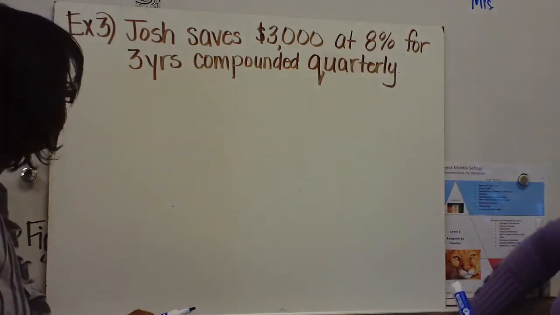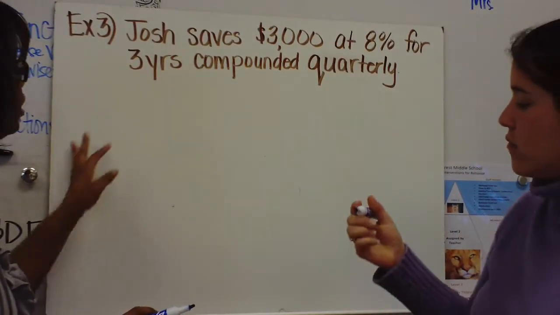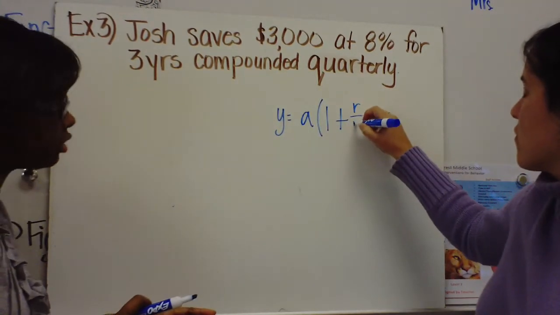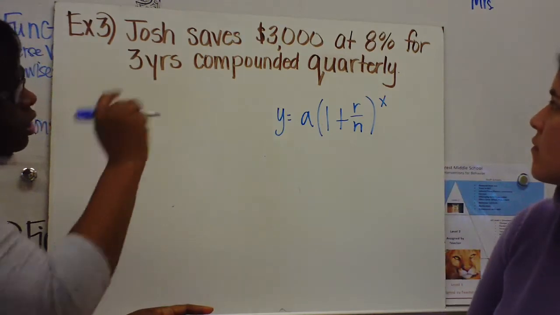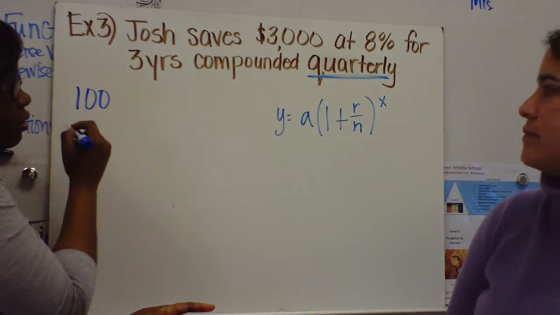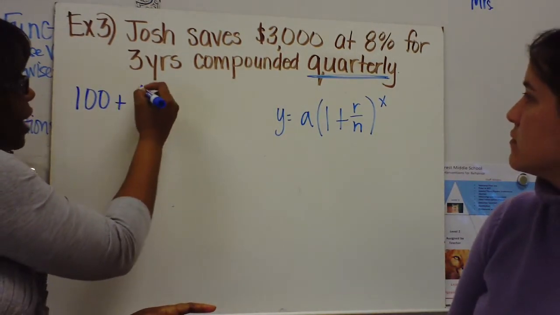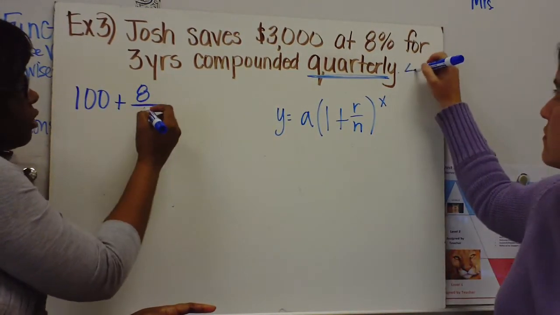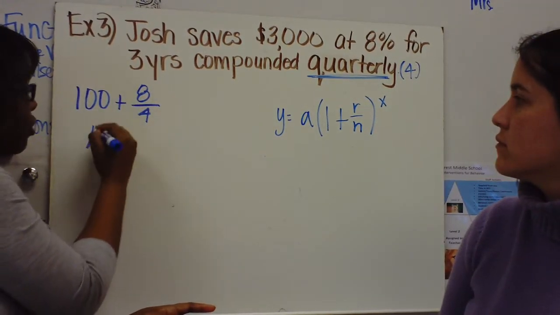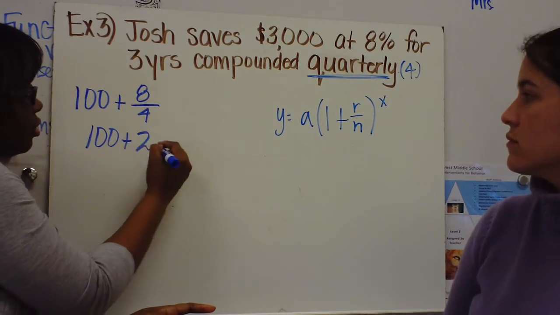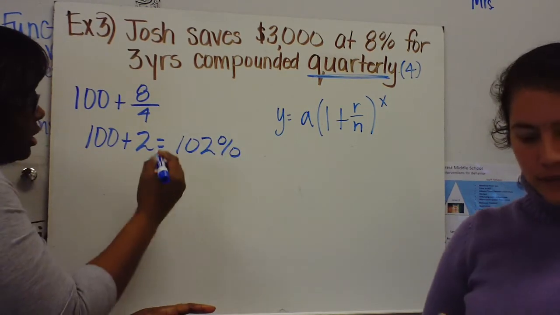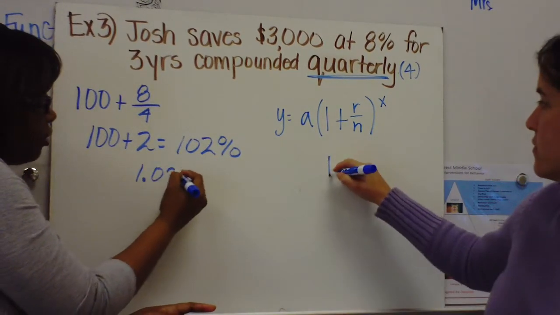Alright, last example. Suppose Josh saves $3,000 at 8% for 3 years and it's compounded quarterly. So again, we're going to deal with the 1 plus r over n. We start off with our 100%. It's going to increase by 8%, but if it's quarterly, it's going to happen 4 times. So we have to divide by the number of times it happens. So 8 divided by 4 is 2. So we have 102%. We change that to a decimal. That's going to be 1.02.